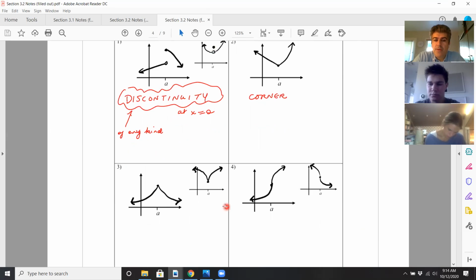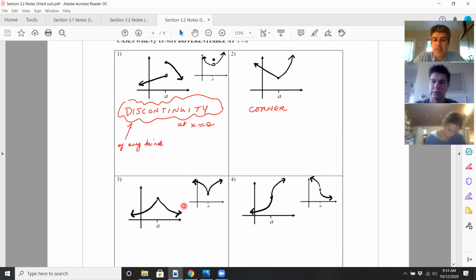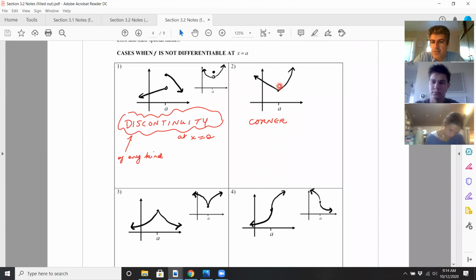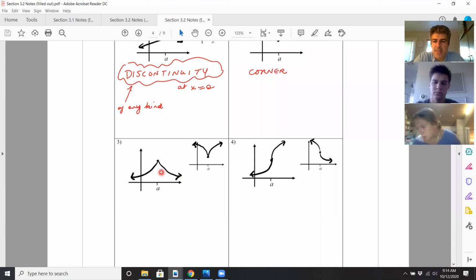Now, for the other ones, corners, cusps, and vertical tangents, a corner is pretty obvious. Just look at it, right? It's a corner. A cusp kind of looks like this. It's kind of caving in. Vertical tangents, if you drew a tangent line at x equals a here, it would be straight up vertical. So that's also happening. And ways of analytically determining it, I did talk about that in the video, so you don't see it here.